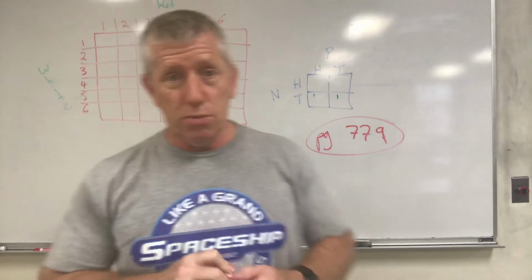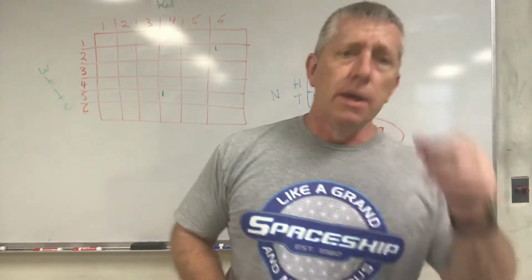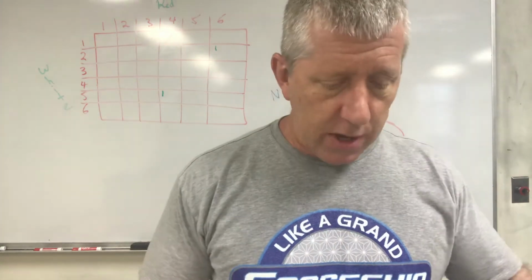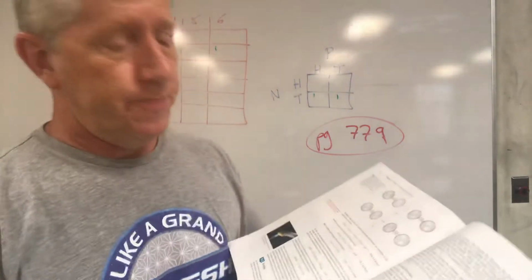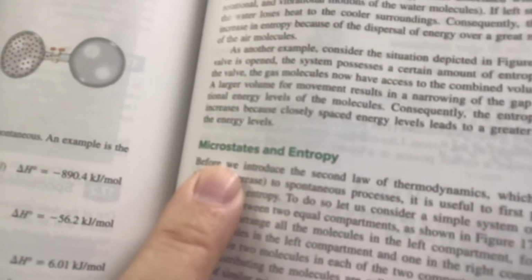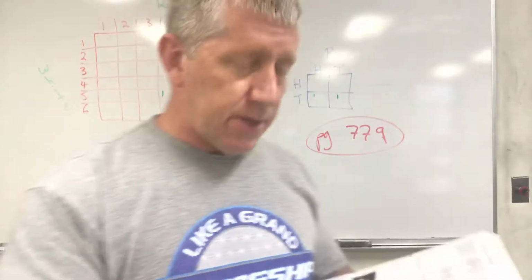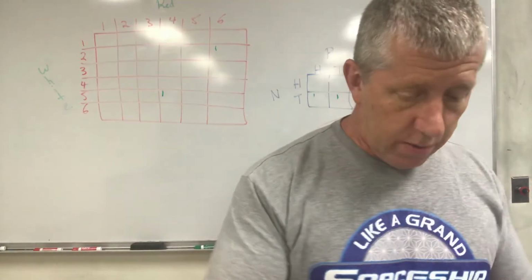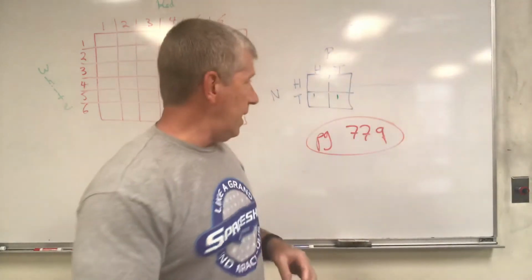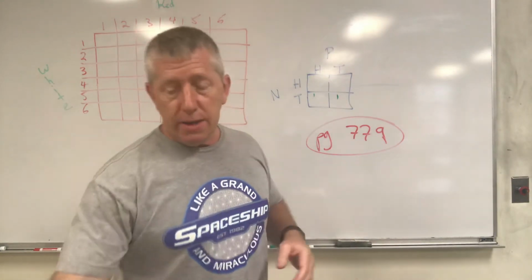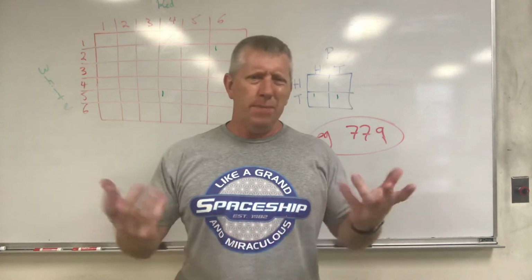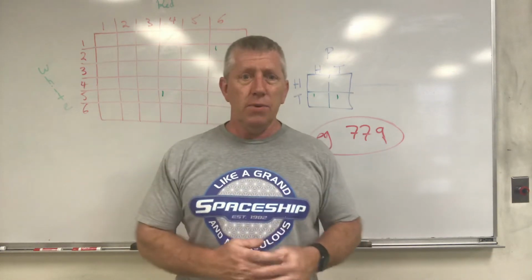If you have an older edition, it won't be exactly on that page, but you look in the entropy section, chapter 17, and it talks about, here it is, microstates and entropy. You read that section on microstates and entropy, and it's going to give you a big hint how to answer that last question on how probability and entropy relate. Why are we flipping coins? Why are we rolling dice? What does that have to do with entropy?